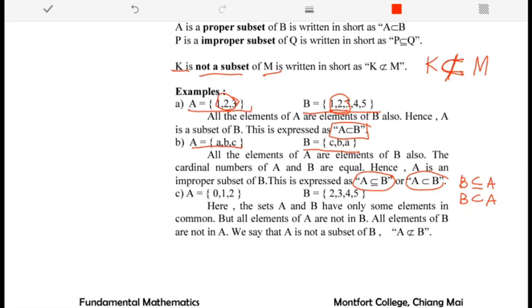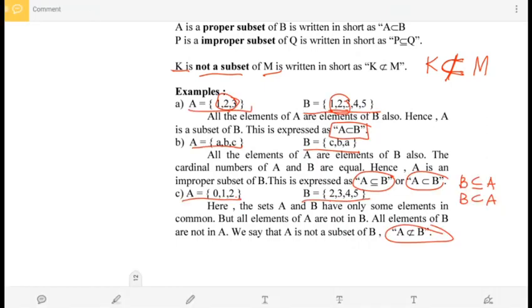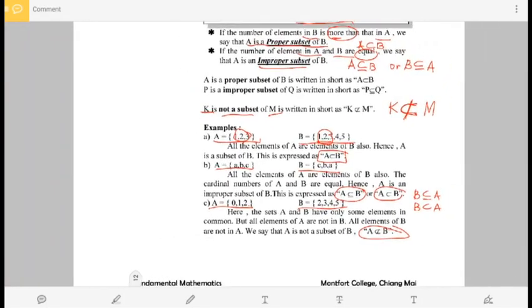Next, for letter C, your A is the set of 0, 1, and 2, and your B is the set of 2, 3, and 4. 0, 1, and 2 are not elements of your B. Therefore, we can simply say that your A is not a subset of your B. Okay, that's it. Now, let's move on to the next one.